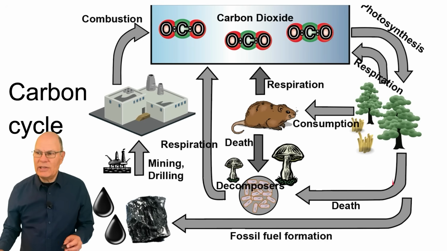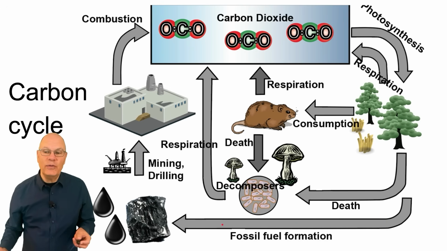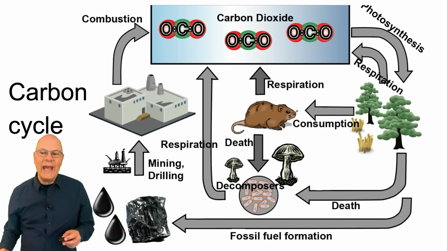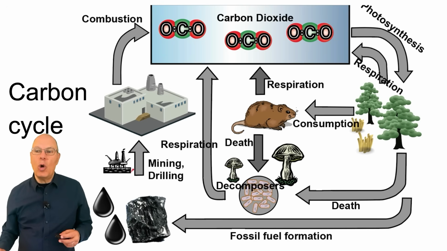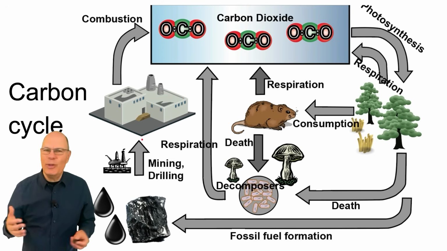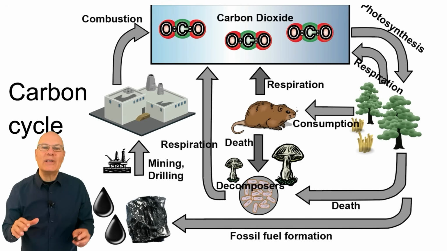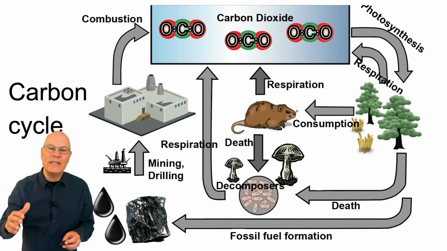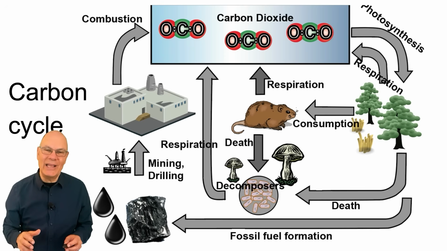Sometimes when plants die, and to a much smaller degree when animals die too, they become fossilized into fossil fuels, things like coal and oil. Those get extracted through oil drilling and coal mining, and then those power the machines of our civilization. And so that becomes another major flux called combustion. That, of course, is having impacts on our climate, but that's more of a topic for an environmental science class than it is for AP Biology.